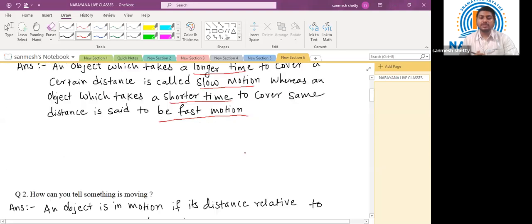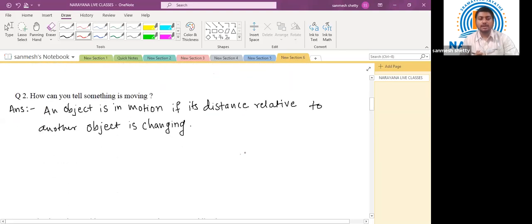Let us proceed further to the next question. Question number 2 is, how can you tell something is moving?